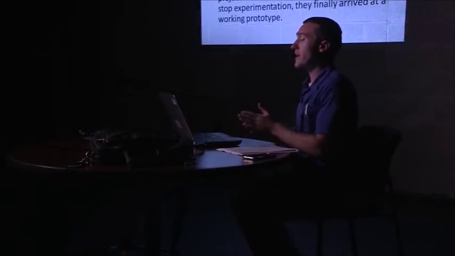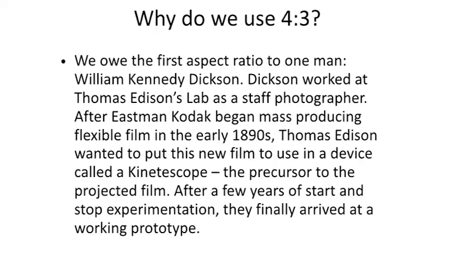All right, so the first aspect ratio was created by this guy named William Kennedy Dixon. He worked for Thomas Edison's lab as a staff photographer. After Eastman Kodak began mass producing flexible film in the early 1890s, Thomas Edison wanted to put his new film to use in a device called the kinetoscope, the precursor to the projected film. After a few years of start and stop experimentation, they finally arrived at the working prototype.